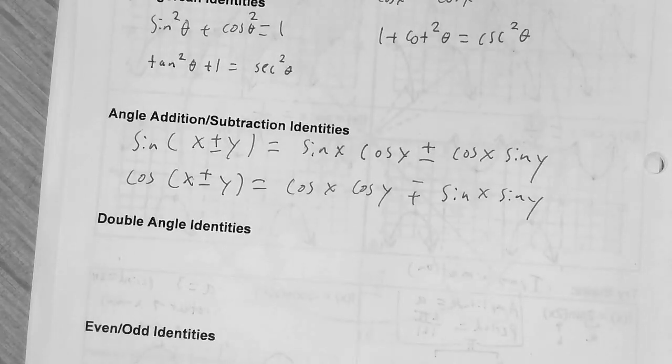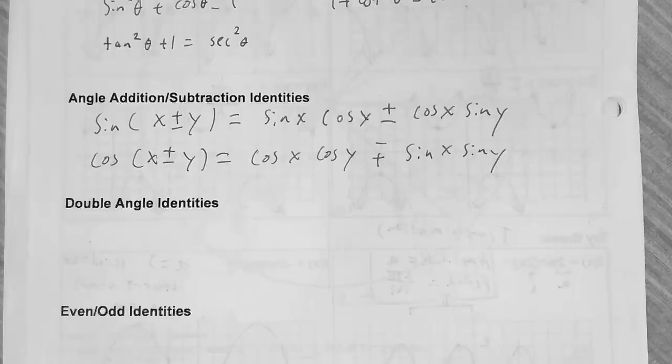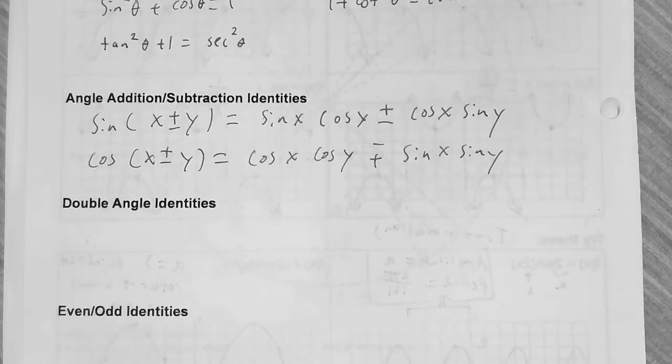The double angle identities. But what about tan? Oh, you don't even know tan. Don't waste your brain power on it. Just save it. Don't even think about it.